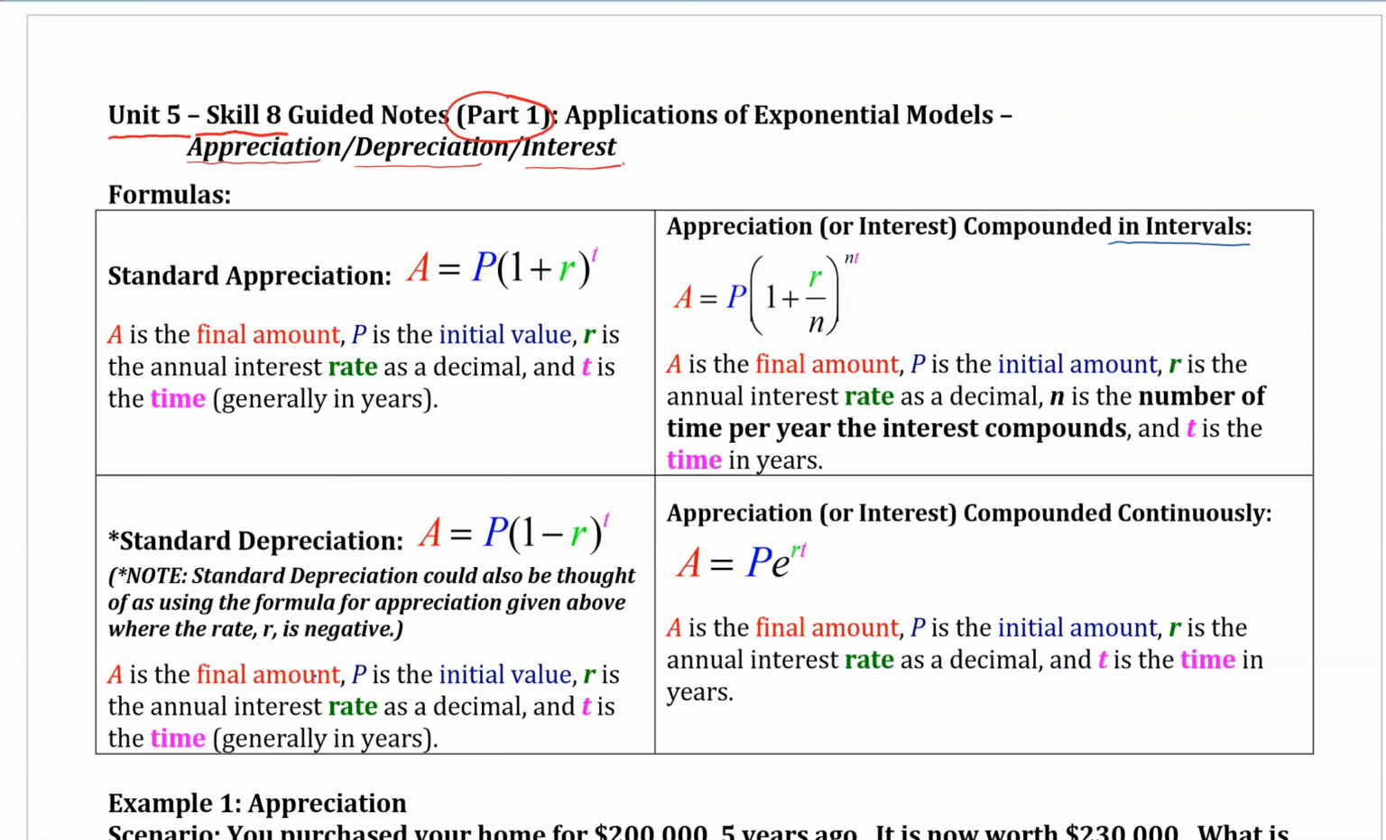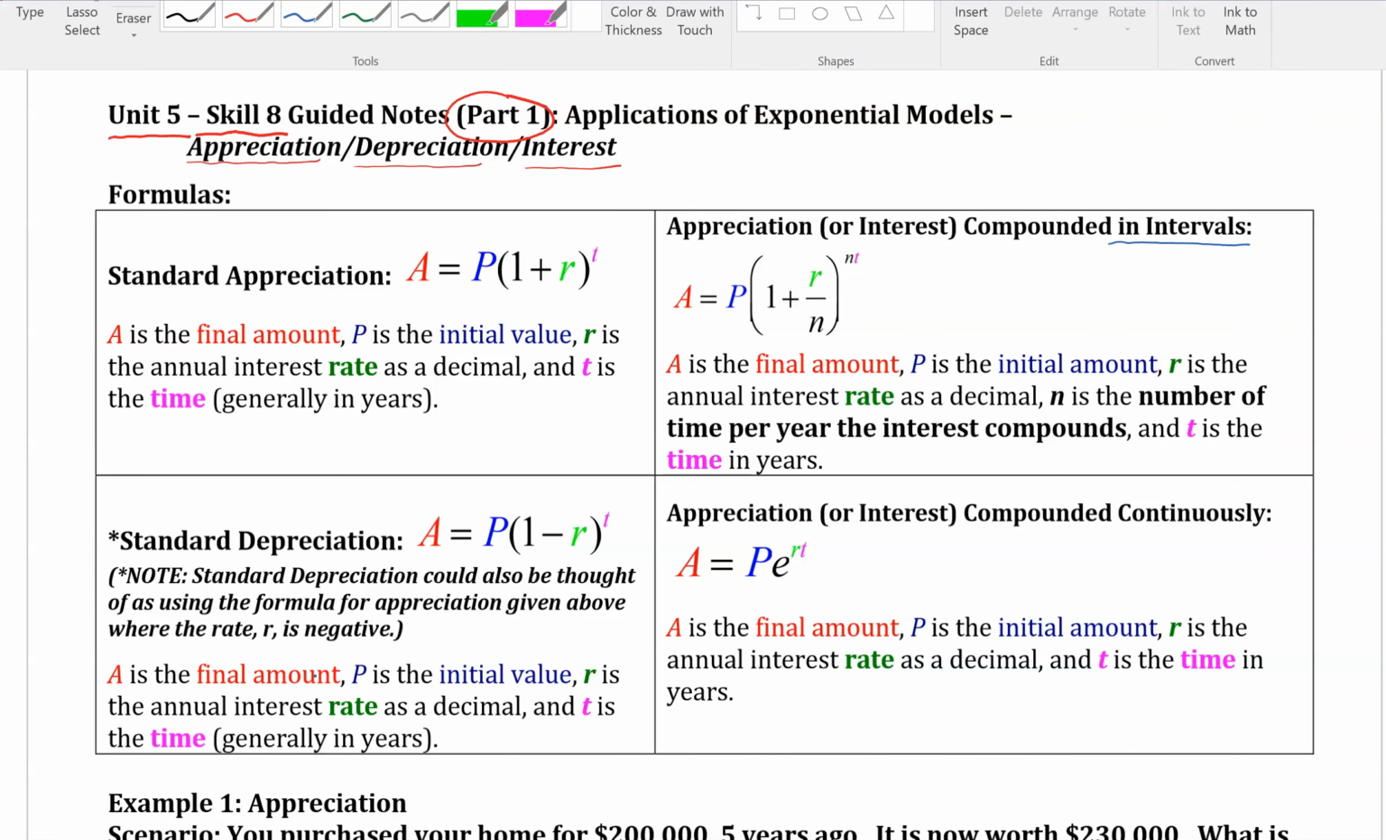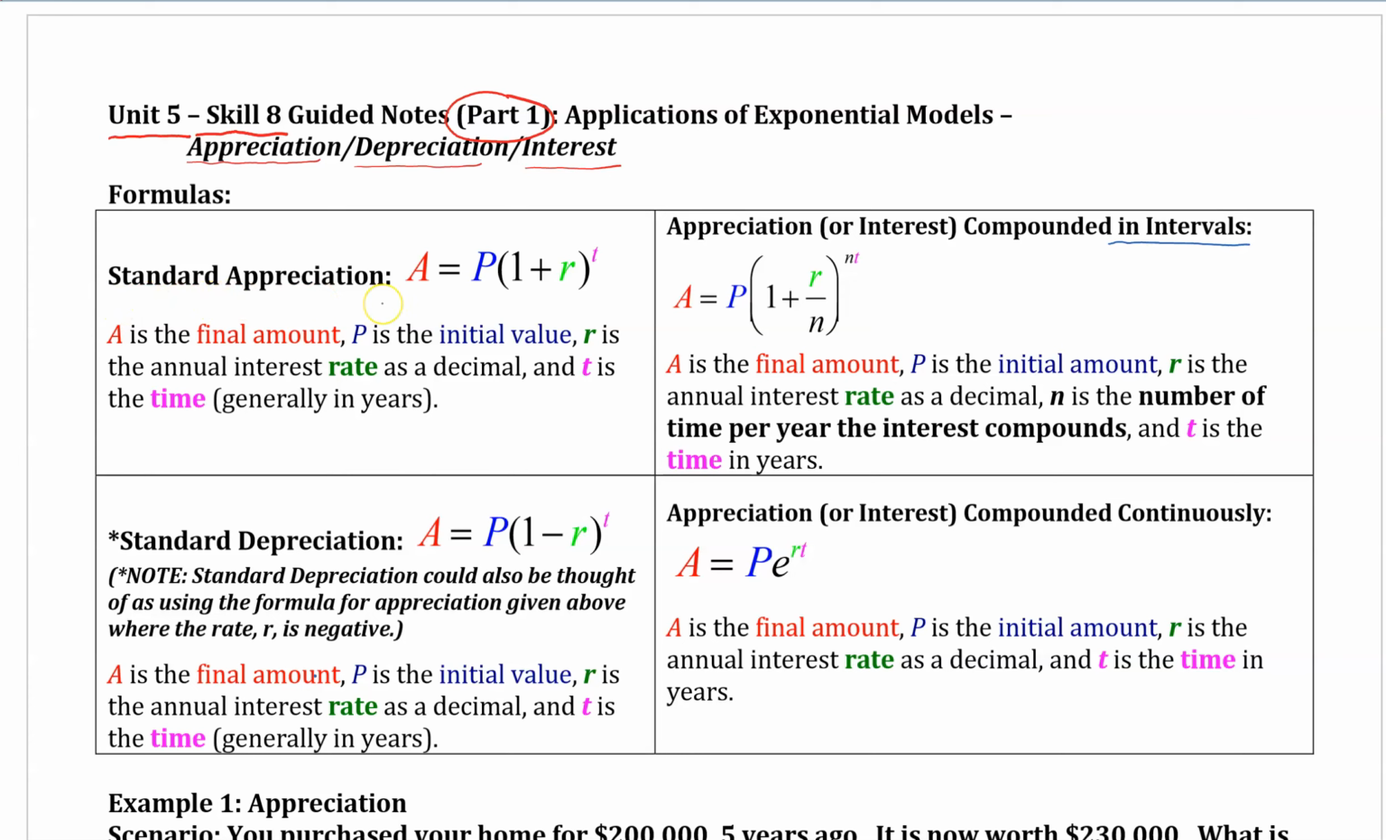So I wanted to start us off with the basic formulas we'll be using for the examples. You can see that in all these formulas there are quite a number of letters representing different values. So I wanted to point out which ones are the actual variables in each question. So maybe we'll start with the standard appreciation formula.